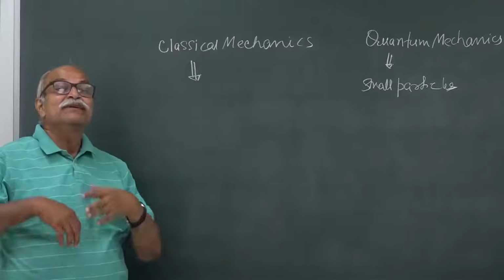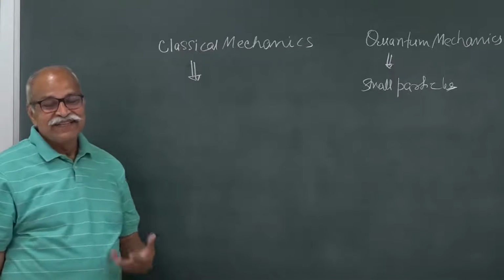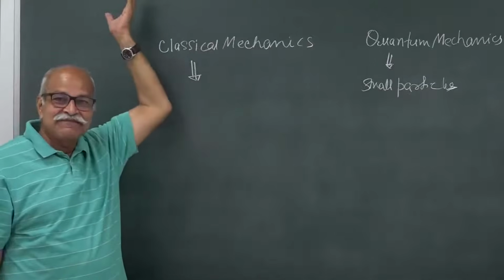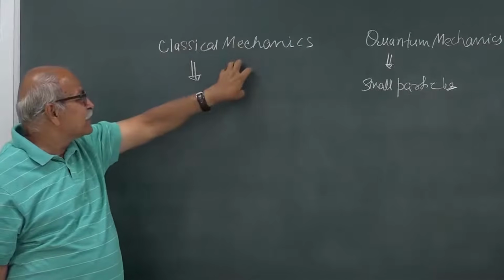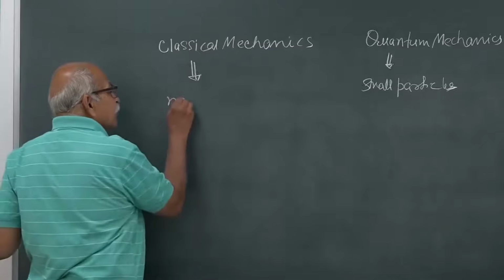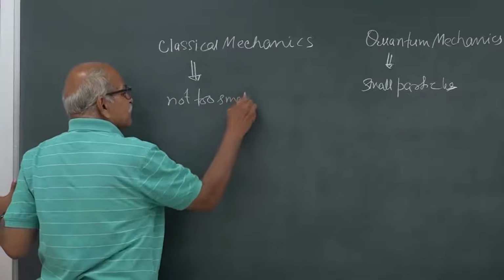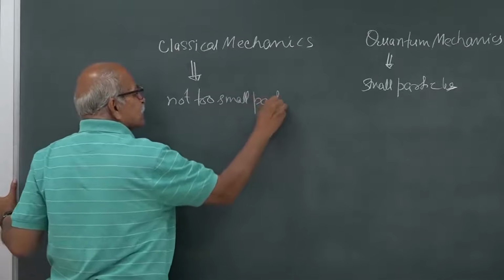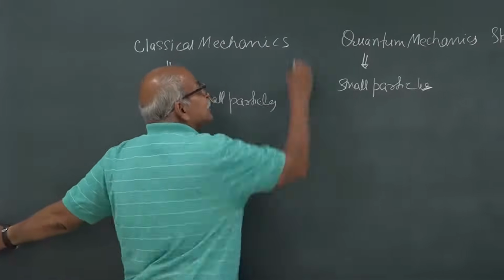But if you have a micrometer-type dust particle, starting from a dust particle let us say, and then planets, all that range is governed by this. So, not too small particles. And you have yet another thing which is called relativistic mechanics.